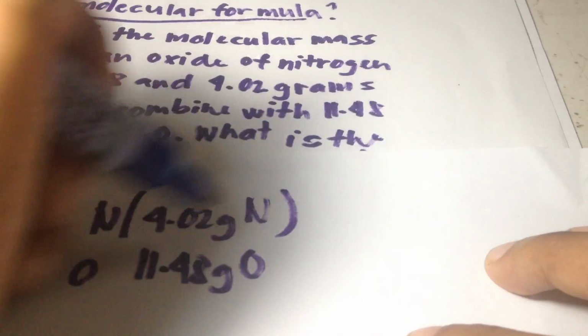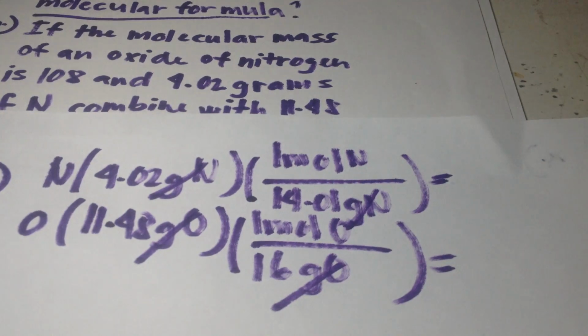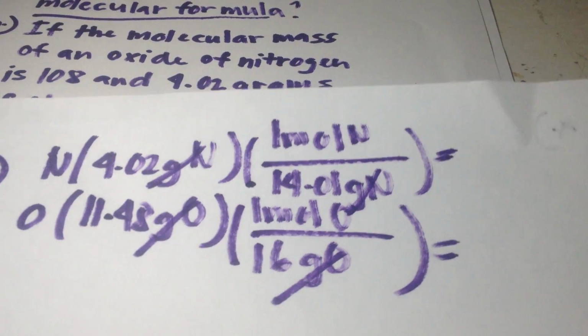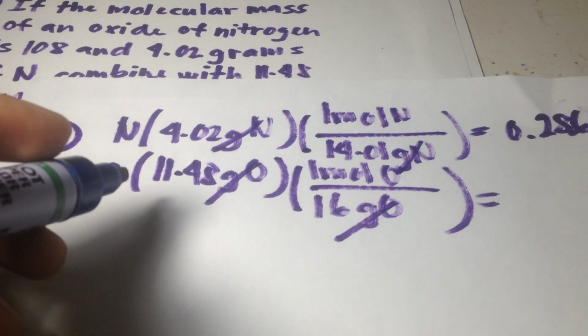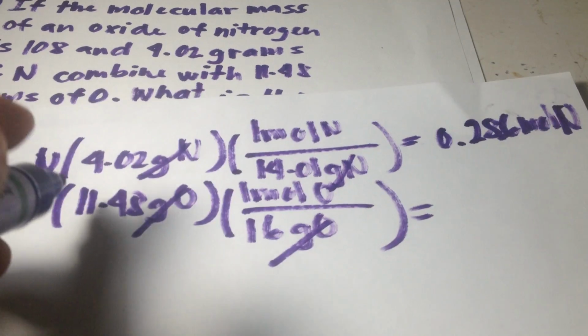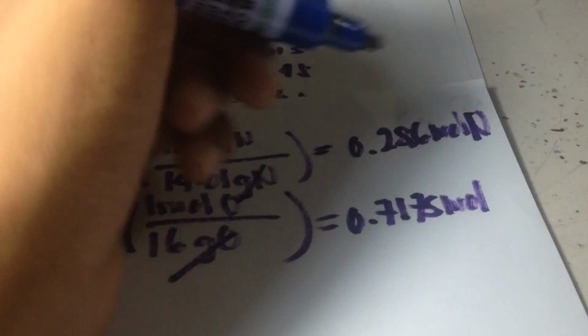So we need to multiply by the molar mass. So 14.01 grams of nitrogen times 1 mole of nitrogen, and here 16 grams of oxygen and 1 mole of oxygen. So cancel out the grams. So 4.02 divided by 14.01 is equal to 0.286 moles of nitrogen. And 11.48 divided by 16 is equal to 0.7175 moles of oxygen.